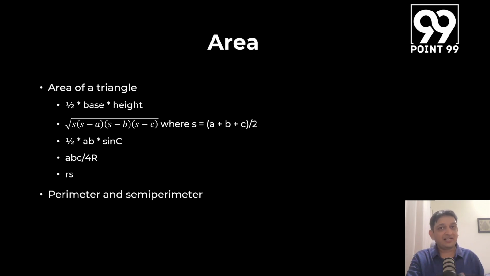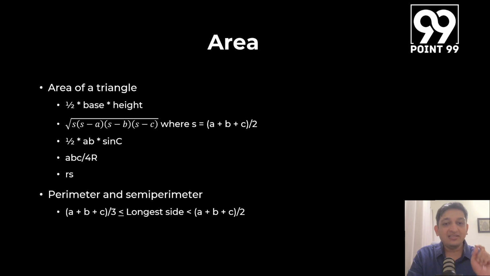In terms of perimeter and semi-perimeter specifically, there is one small identity that will help you figure out the number of triangles that you can form that have a similar perimeter. So we have the longest side. The longest side will always be less than the semi-perimeter of a triangle. And why is that the case? Because if the longest side is greater than half of the perimeter, then what is going to happen? The other 2 sides will not be longer cumulatively compared to the longest side.